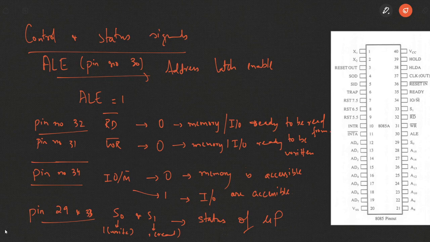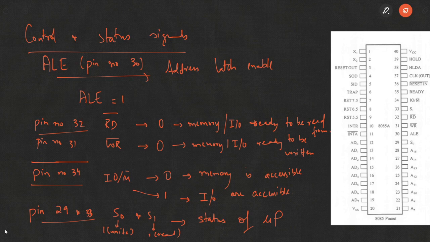Pin number 11 is INTA. I forgot to discuss that. It's actually interrupt acknowledge. We need to acknowledge that the interrupt is actually enabled at this time. We'll be using this pin.